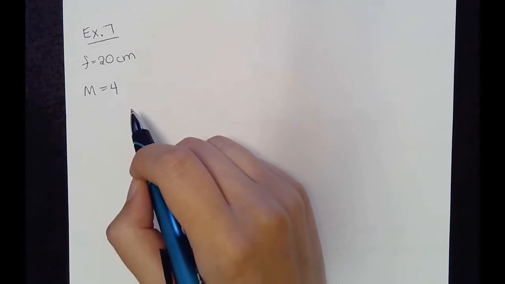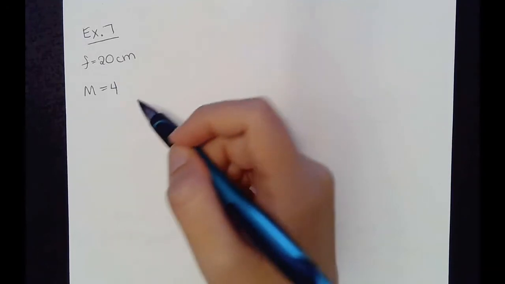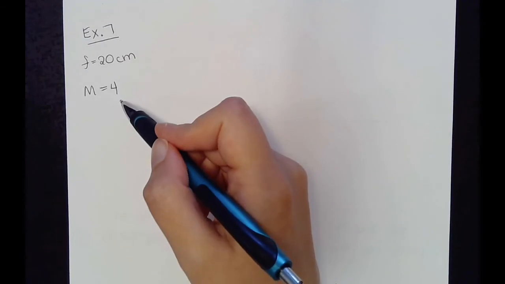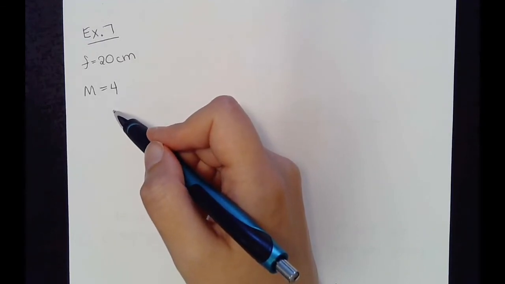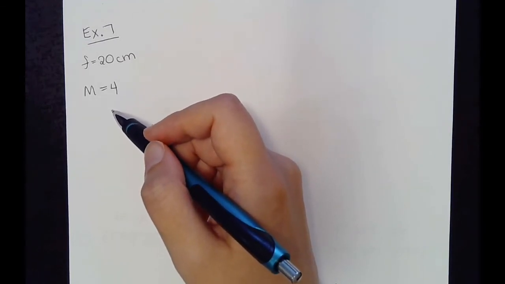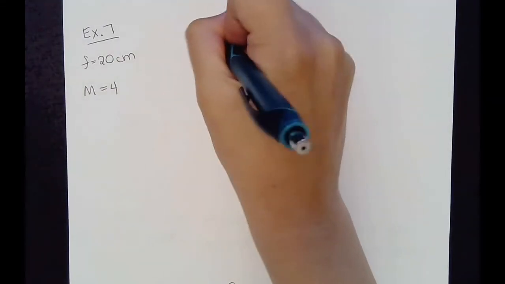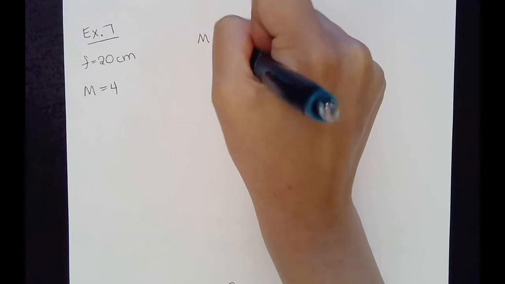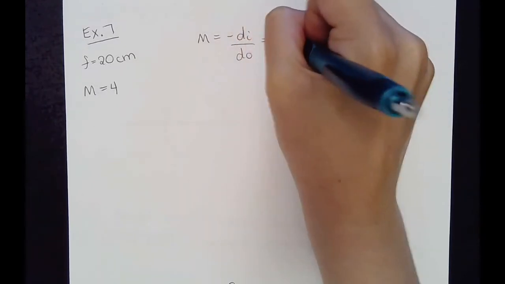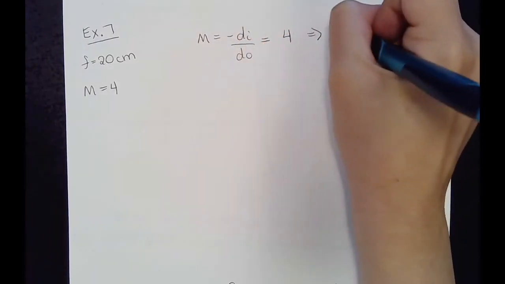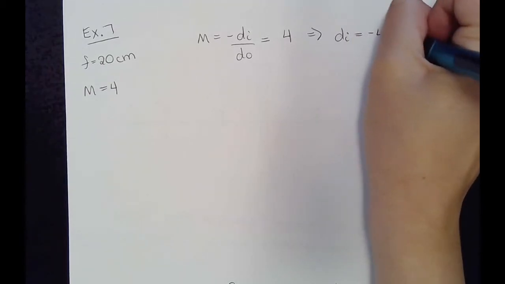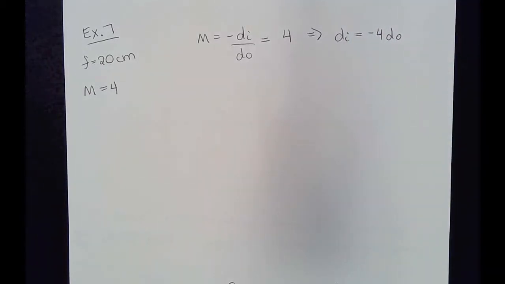This is a magnifying glass, so we know if you've looked through one, we want the image to be upright, so that is going to be positive. And this means that it will be a virtual image, but let's calculate and see. So our magnification equals negative di over do, which is 4. So we have di equals negative 4 do. Since we don't know either one, we know they're on the same side of the magnifying glass though.